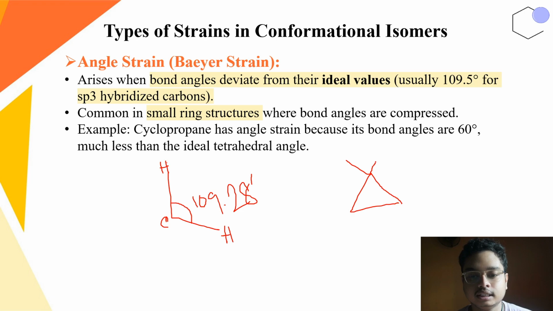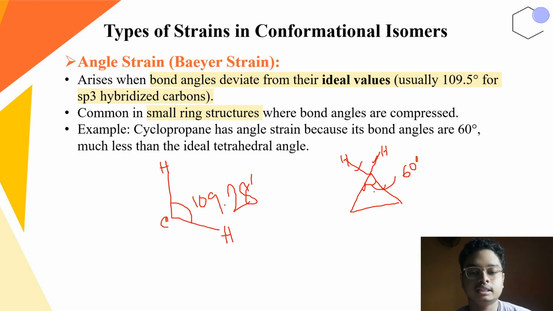This is a cyclopropane ring. Now here what happened is that this bond is sp3, this bond is sp3, this bond is sp3, this bond is sp3. But due to this ring formation, this particular angle is now 60 degrees. That means usually for an sp3 carbon, the carbon-carbon-carbon bond should have its normal angle, but here the angle has been reduced, and due to the reduction it is causing a strain.